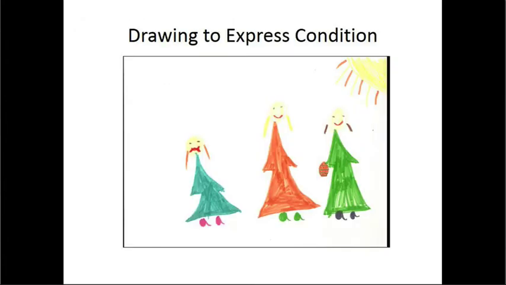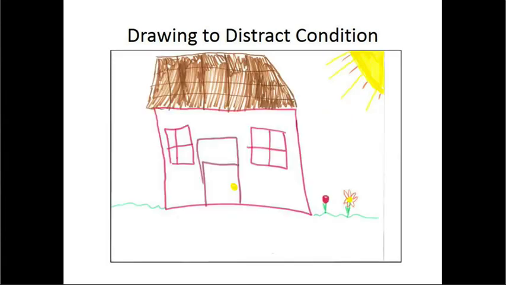And so here's an example of a child's drawing from the drawing to express condition. And this is a child who thought of a time when they were unable to go on a play date with a friend. And you'll see the little girl, the shortest girl on the left-hand side, she has a sad face. And this is an example in the drawing to distract condition. So children were given about 5 minutes. They had markers and paper to make their drawings.